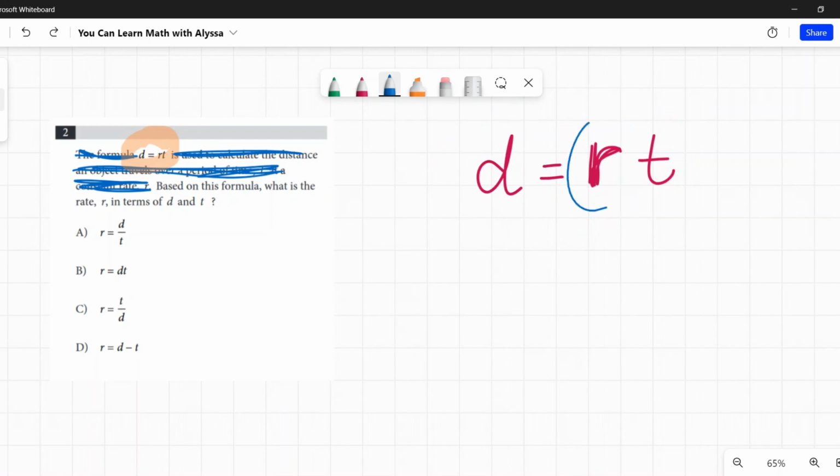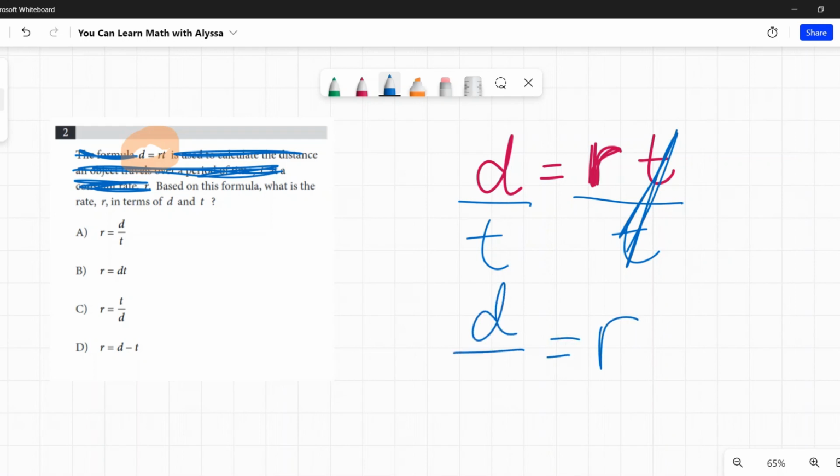So what do we do to get R by itself? Since this is R times T, we want to do the opposite of that. We want to divide by T. Let me make that a little clearer. That's a T. There we go. We want to divide both sides by T. That cancels the T on that side, and there our R is by itself. And over on the left is D divided by T. So A is my answer.